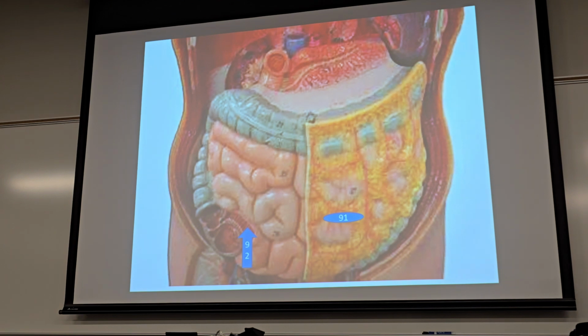Okay, so we have 91, it looks like fatty tissue. Greater omentum. Okay, and here goes that point again, but we're going to move this point and put it right here instead. Ileocecal valve. Okay.